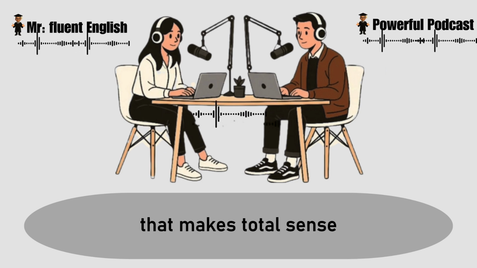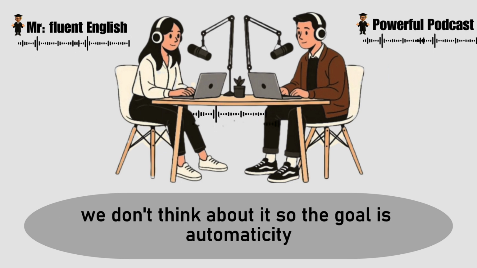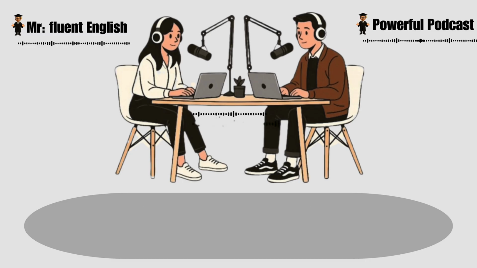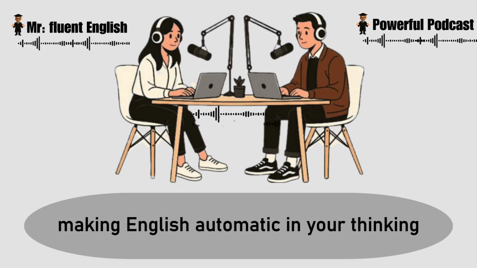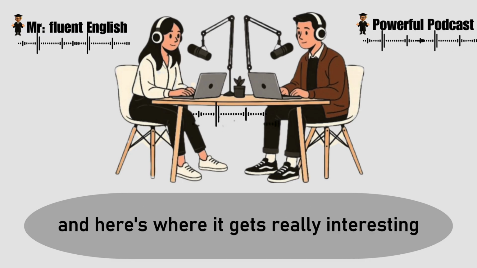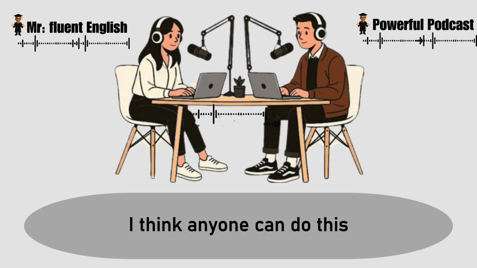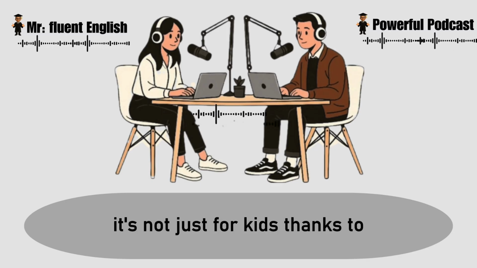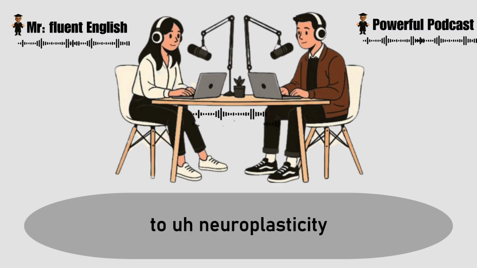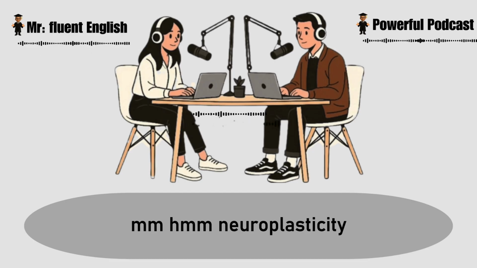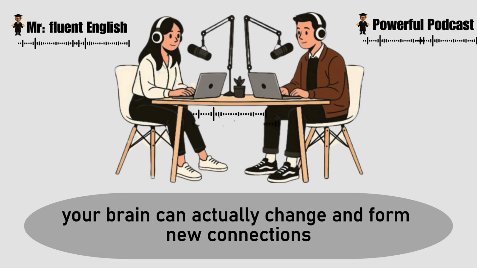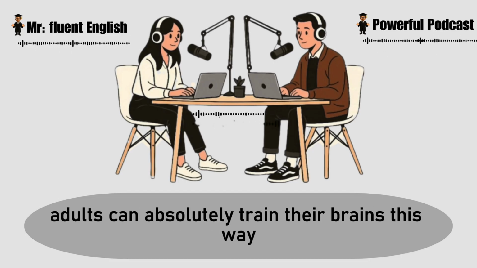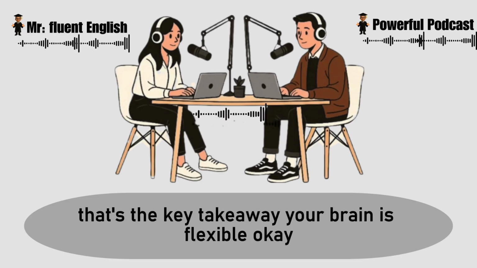That makes total sense. That's how we use our first language, right? We don't think about it. So the goal is automaticity, making English automatic in your thinking. Exactly. Automatic. And here's where it gets really interesting and encouraging, too, I think. Anyone can do this. It's not just for kids. Thanks to neuroplasticity. Neuroplasticity. Your brain can actually change and form new connections. Adults can absolutely train their brains this way with the right kind of practice. That's the key takeaway. Your brain is flexible.